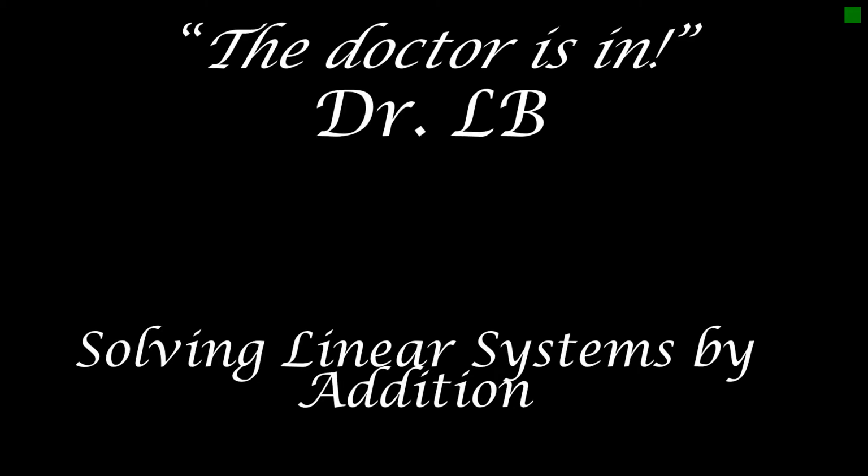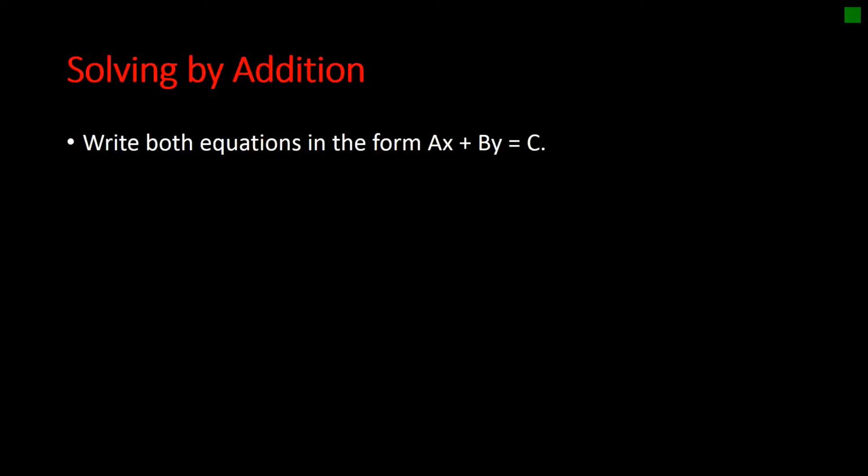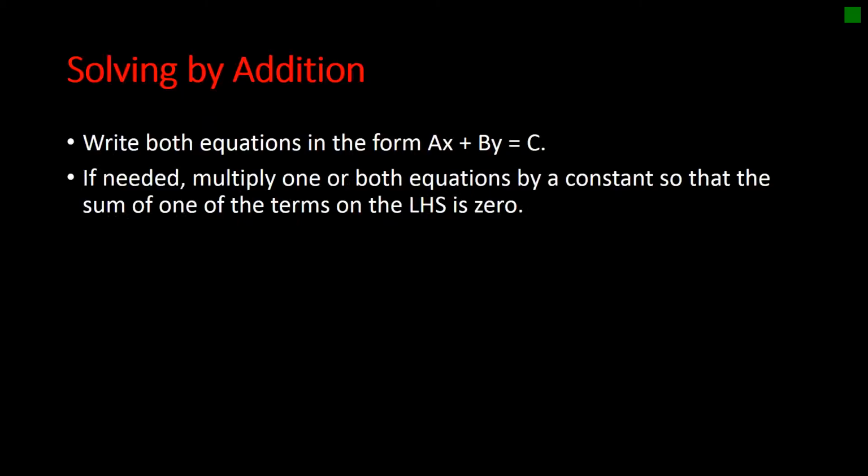Today, we're going to solve linear systems by the addition method. With the addition method, number one, you want to write both equations in the form ax plus by equals c. If needed, you need to multiply one or even both of the equations by a constant so that the sum of one of the terms with one of the variables on the left-hand side is 0.